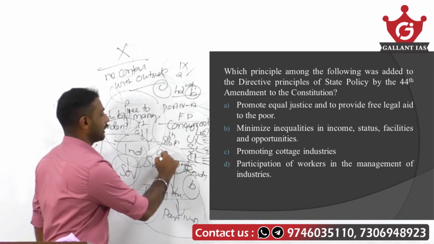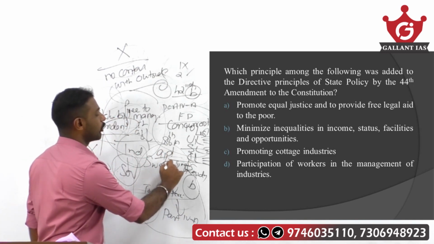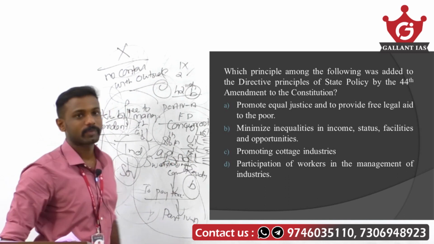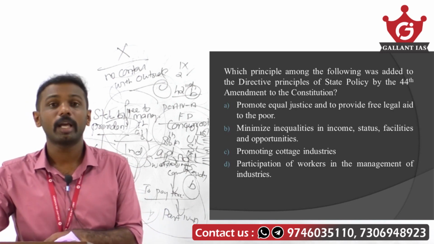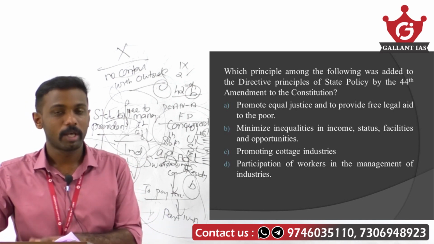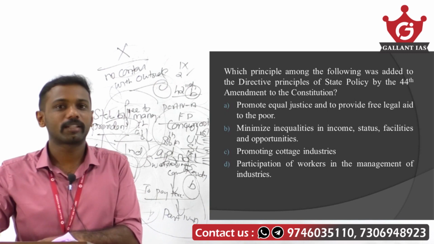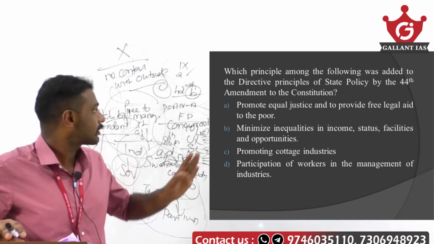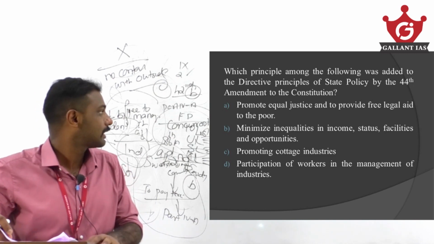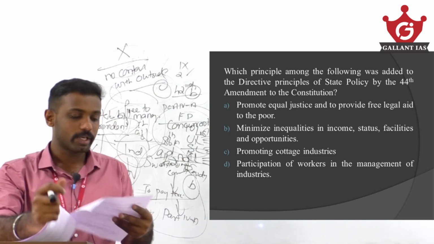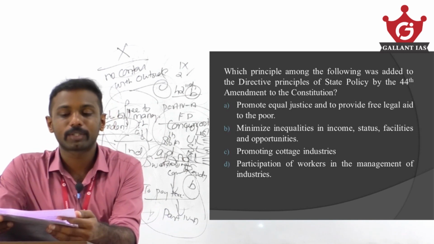Those A and D options were added by the 42nd Amendment Act only. And the remaining one, C, that is promoting cottage industries, was present in the original Constitution itself. So the DPSP added through the 44th Amendment Act is that the state should minimize inequalities in income, status, facilities and opportunities. So B is the correct answer to that question.